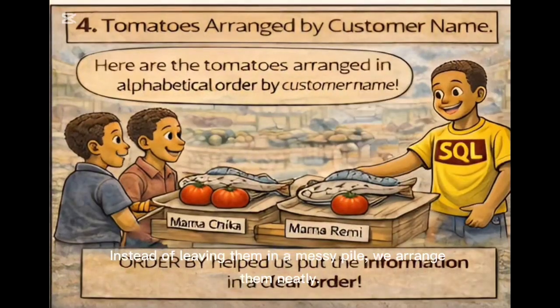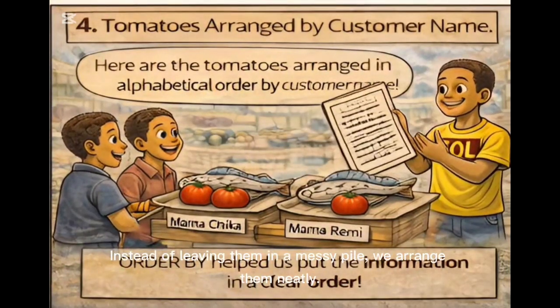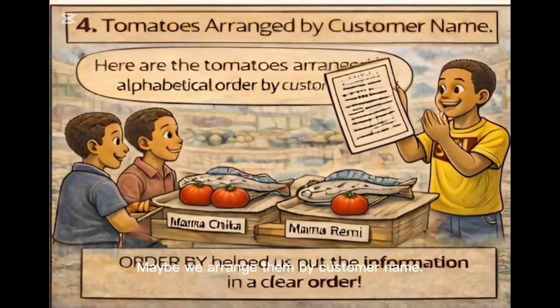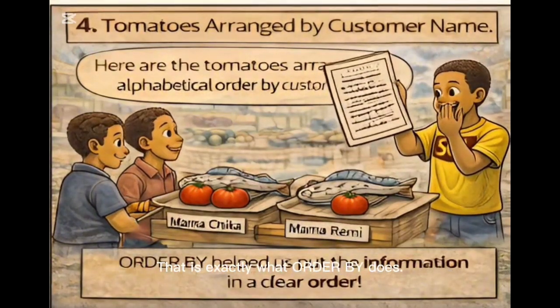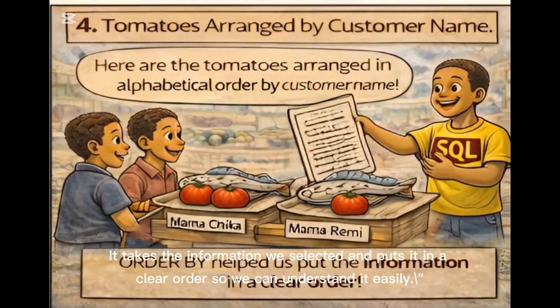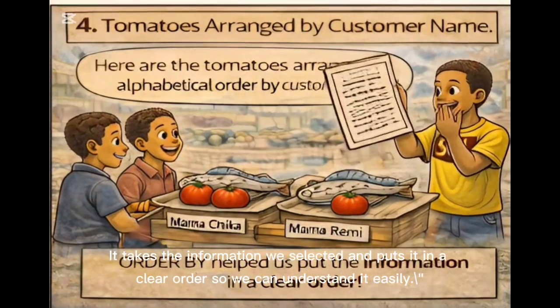Instead of leaving them in a messy pile, we arrange them neatly. Maybe we arrange them by customer name. Or maybe we arrange them from biggest to smallest. That is exactly what order by does. It takes the information we selected and puts it in a clear order so we can understand it easily.